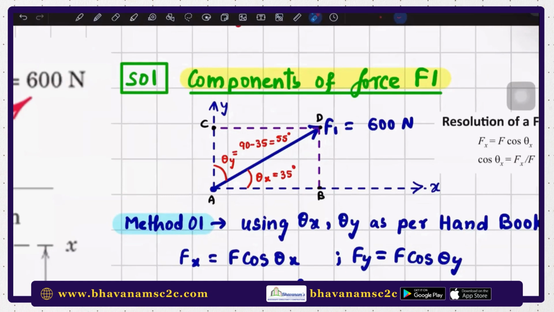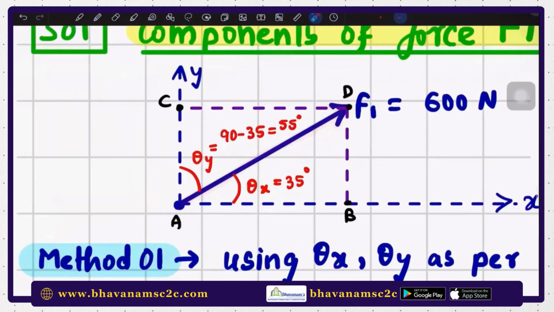Now, as per the definition for the FE handbook formula, theta x is the angle made by this vector with the line along the x-axis that is starting from this point A. So here this will be theta x, that is 35 degrees. Now what is theta y? As per definition, it is the angle made by this vector with the y-axis line that is passing from the point A. So this will be theta y.